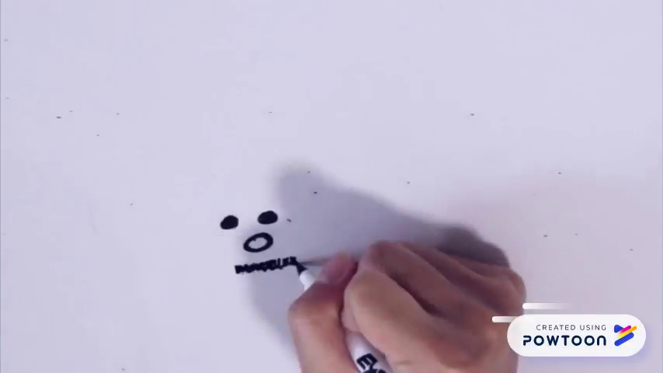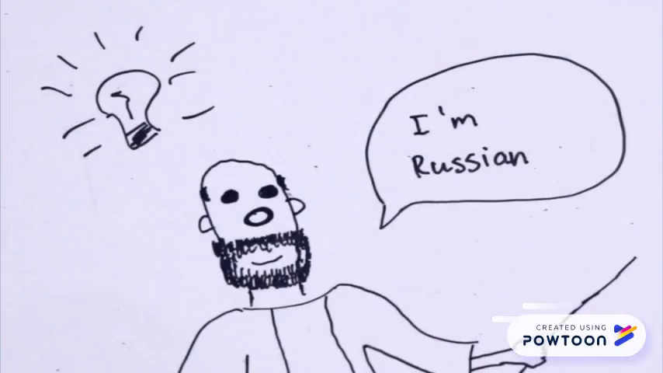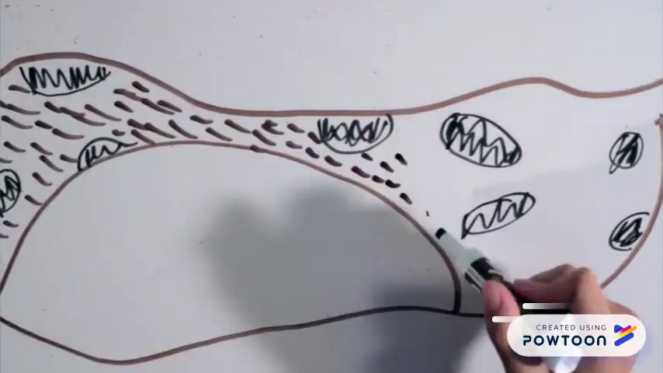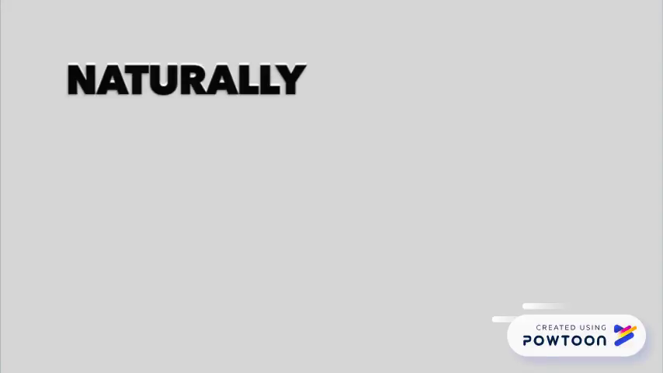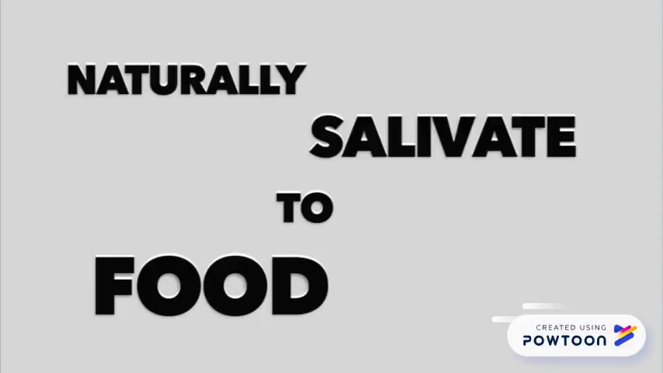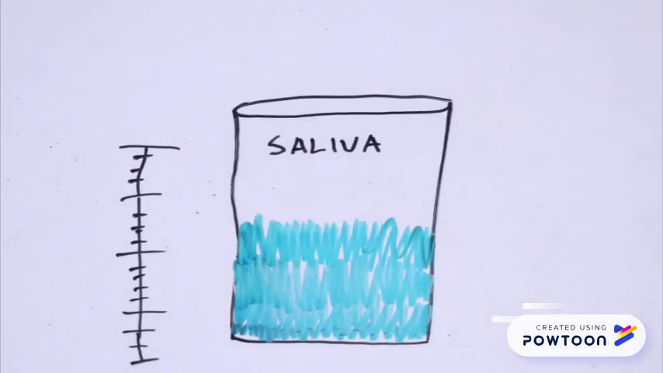Makes sense. So there was this Russian scientist named Ivan Pavlov, and he discovered this by accident. He kept dogs in a lab so he could study their digestive processes. Now dogs naturally salivate to food. He surgically implanted these devices in the dogs' mouths so that he could measure their saliva.